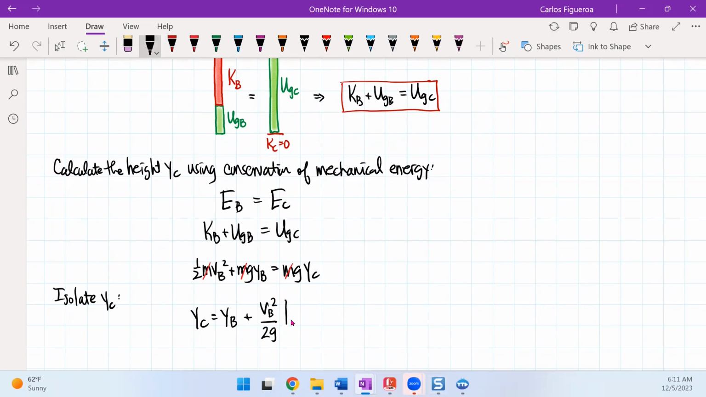We know a couple of numbers already. The one we want to think about is that we saw this was 1/2 h, so this turns out to be 21 meters, and we already computed VB as 26.5 meters per second. If I plug everything in here, I get the value of 56.8 meters, which is exactly the same answer that we got beforehand.